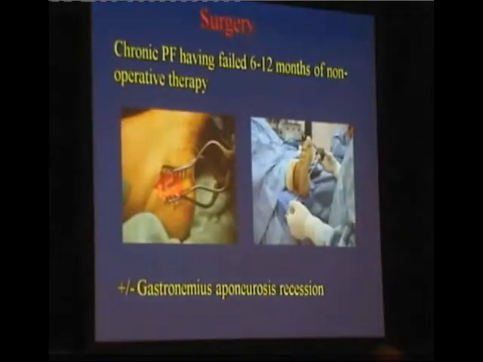Surgery has traditionally been indicated for chronic plantar fasciitis, which has failed 6 to 12 months of non-operative therapy, and the operations generally are an open plantar fascial release with a neurolysis of the first branch of the lateral plantar nerve, or an endoscopic plantar fascial release. In terms of adjuvant therapy, you can perform a recession of the gastrocnemius aponeurosis if they have significant gastroc tightness.